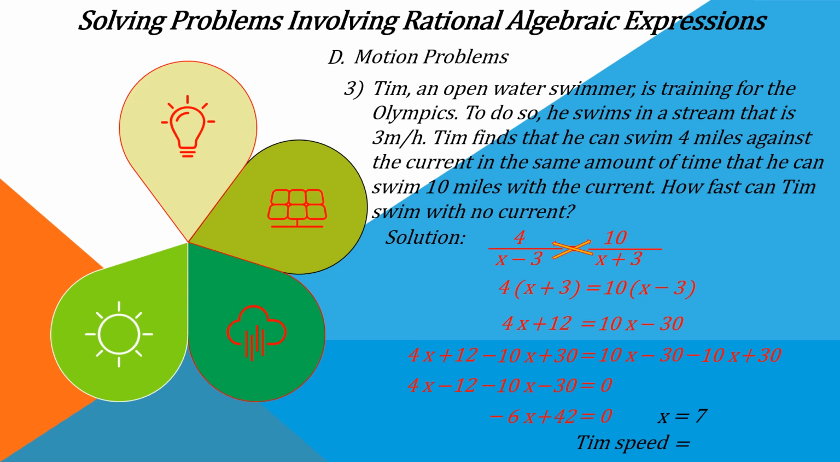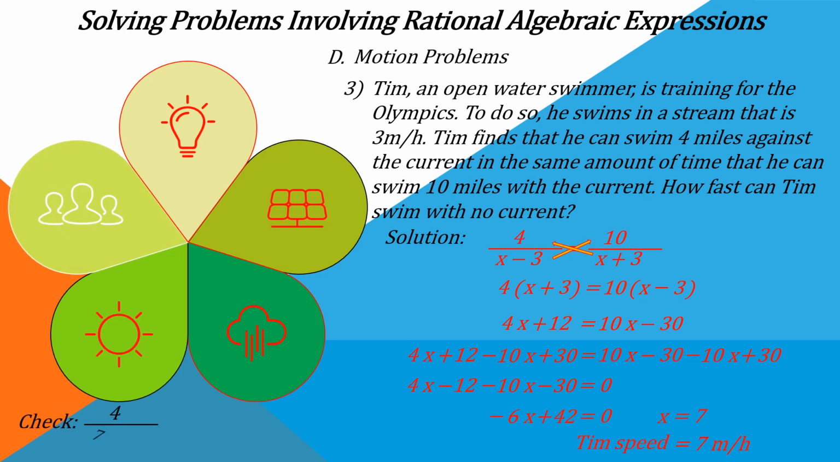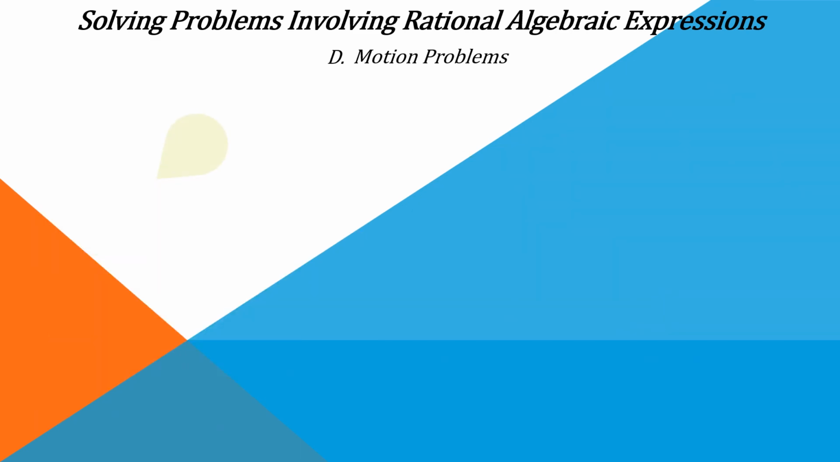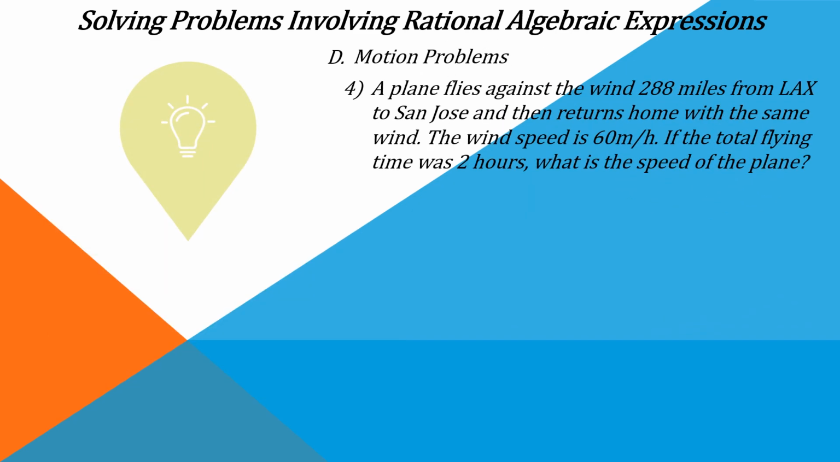So Tim's speed is 7 meters per hour. How did we get this 7? This is simply 42 divided by 6, and it is equal to 7. Let us check. 4 over 7 minus 3 is equal to 10 over 7 plus 3, or simply 1 is equal to 1. Therefore, our answer is correct, wherein Tim's speed is equal to 7 meters per hour. Let us go to example number 4.